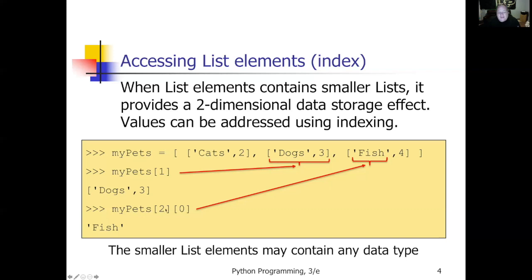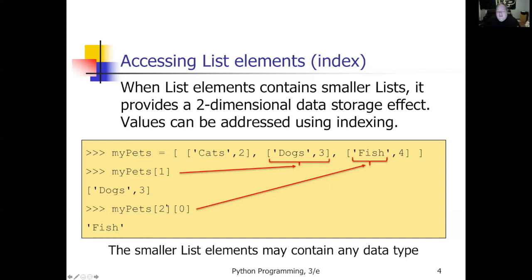My pets index 2, index 0. Wait, can I double index? You can. Remember, my pets index 1 is this list. Can't I index in that list? Of course. My pets index 2, index 0. Well, index 2 is this whole small list. And what's index 0 in this list? The word fish.